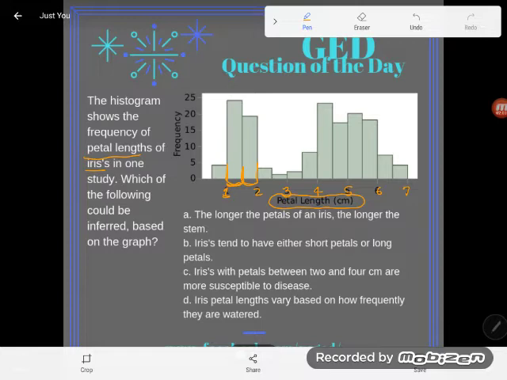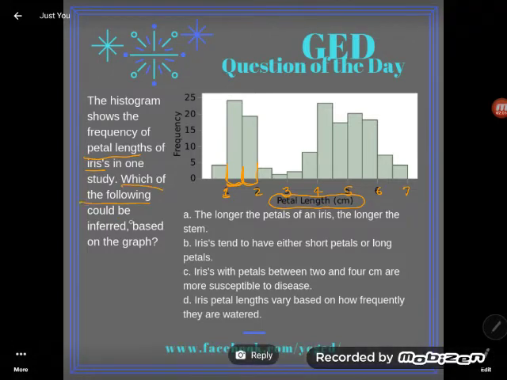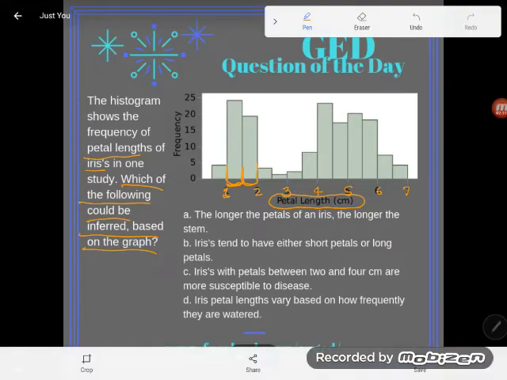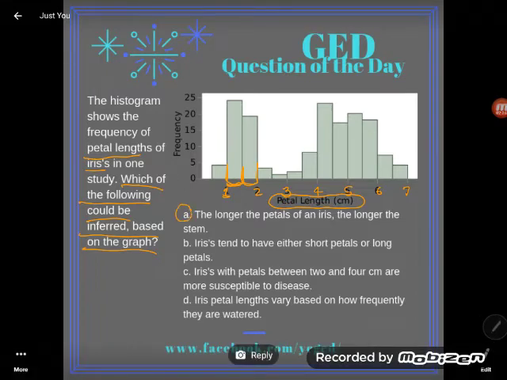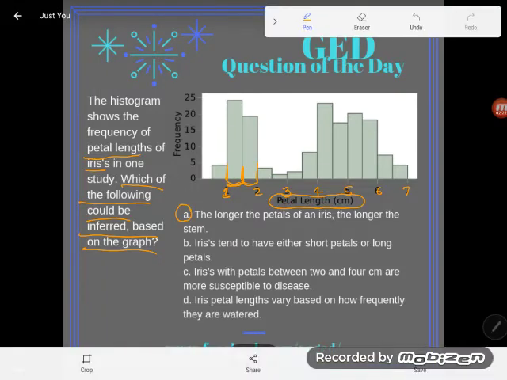So let's go take a look. Now, once again, they're asking me to make an inference. If they say which of the following could be inferred based on the graph, an inference is not necessarily directly stated on the graph, but it would be a good assumption based on the information we've been given. So let's see the first one. A says, the longer the petals of an iris, the longer the stem.